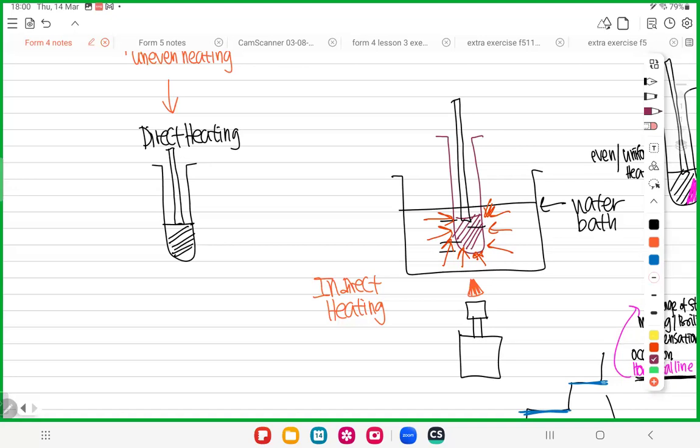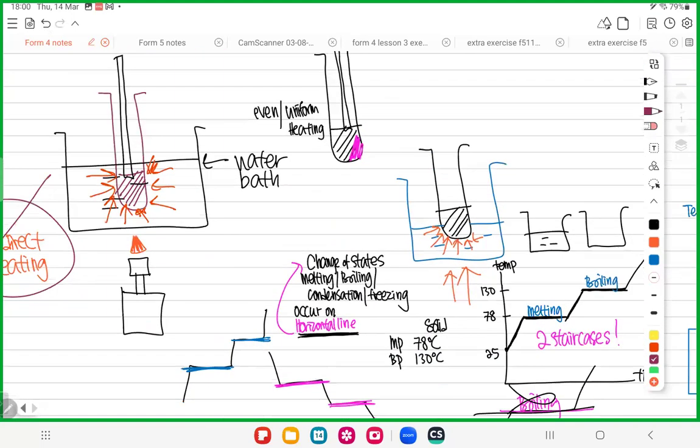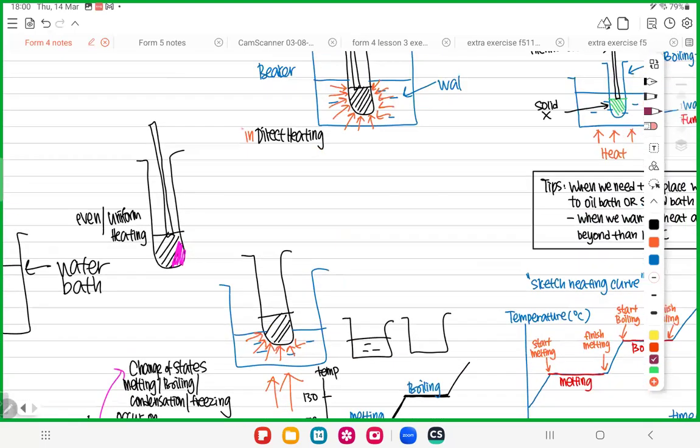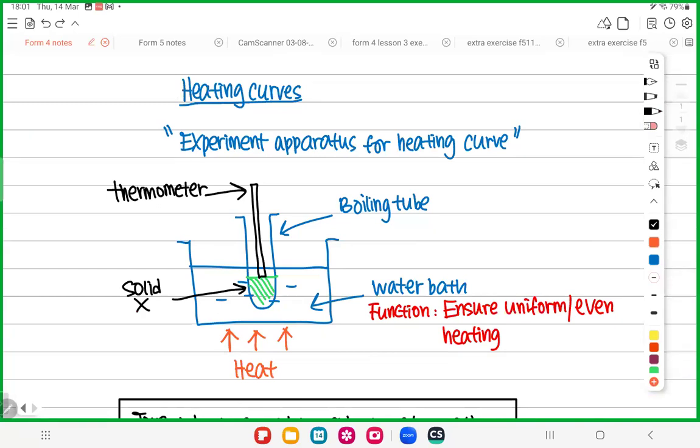Now come to a very important question. Why do we prefer indirect heating? Why do we love indirect heating? In SPM, this is a very popular question. They will ask you, why do we do the heating by using a water bath? Why, when we do the heating, are we using a water bath? Water bath means indirect heating.